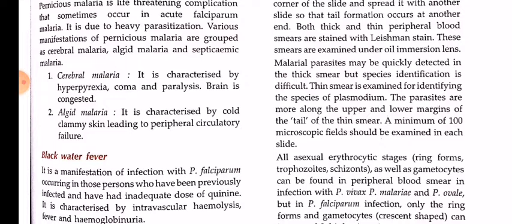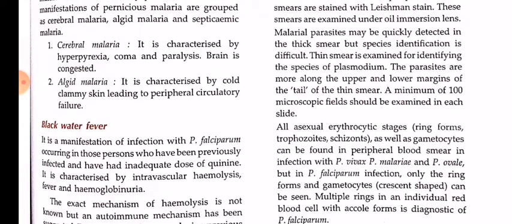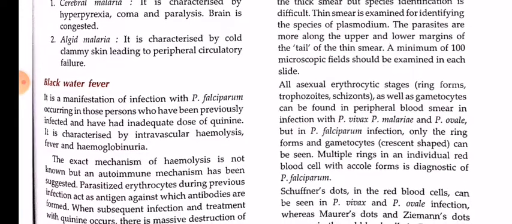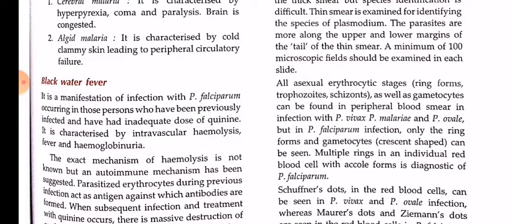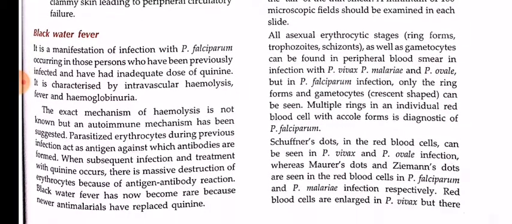smear in infections with P. vivax, P. malariae and P. ovale, but in Plasmodium falciparum infection only the ring forms and crescent shaped gametocytes can be seen. Multiple rings in an individual red blood cell with applique forms is diagnostic of Plasmodium falciparum.